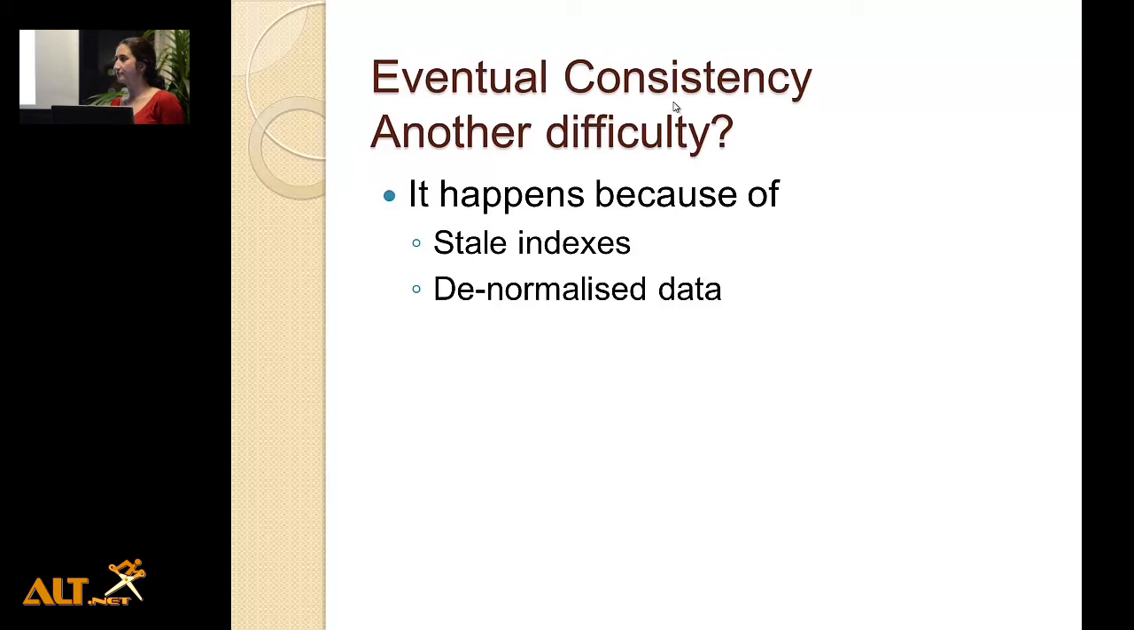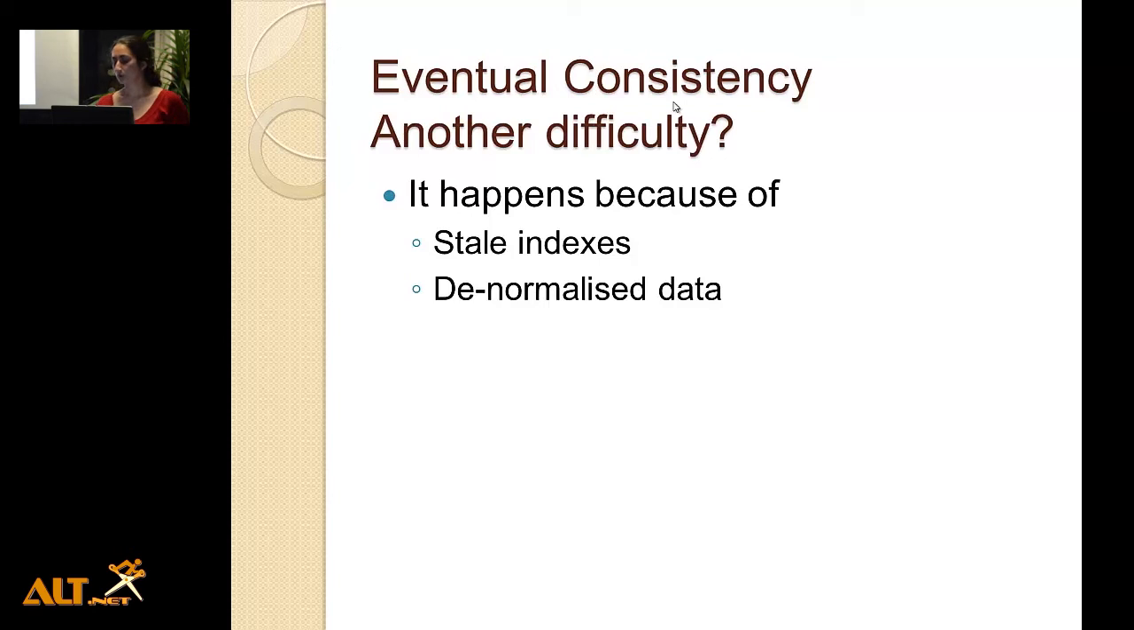RavenDB is always eventually consistent because of stale indexes, one important reason, and also because of the denormalized data. I'm not going to go through it, because you can also get denormalized data in SQL Server anyway. But Mark is also going to explain how we got over the denormalized data using NServiceBus. So you need to know a little bit about eventual consistency if you really want to use RavenDB.